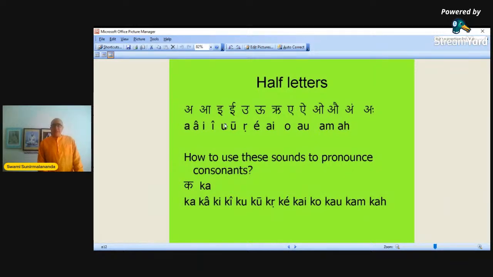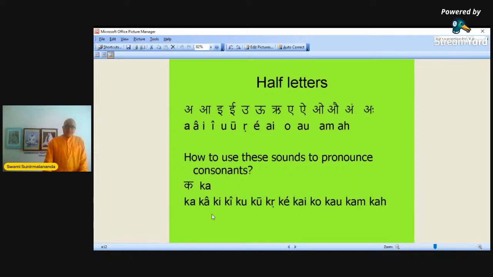How to do that? First, we go back to the vowels. A, I, u, r, a, I, o, aha. These are the vowels. Suppose you want to add the sounds of the vowels to a consonant ka. It becomes ka, ka, ki, ku, kr, ke, kai, ko, kau, kam, kaha.